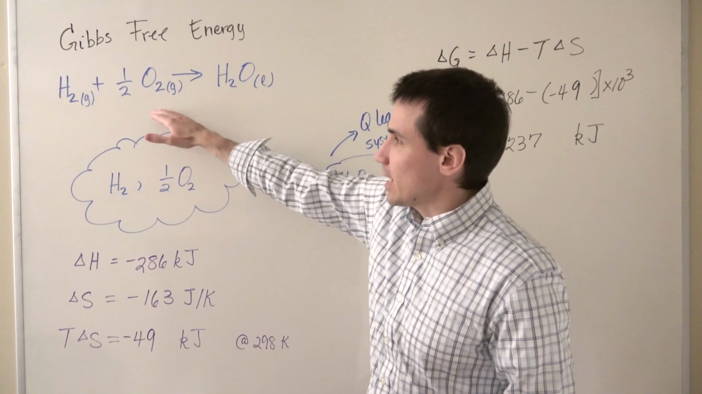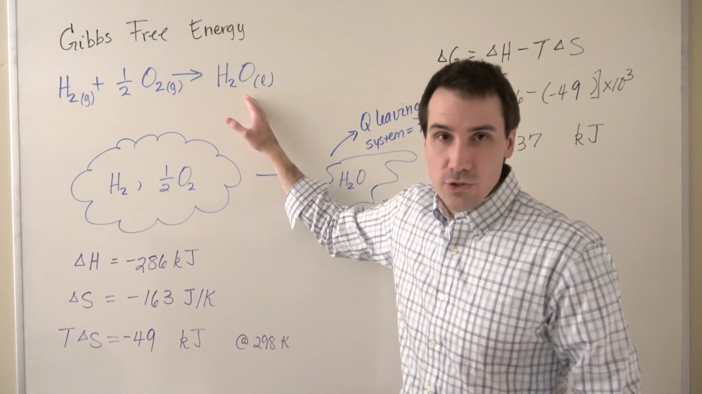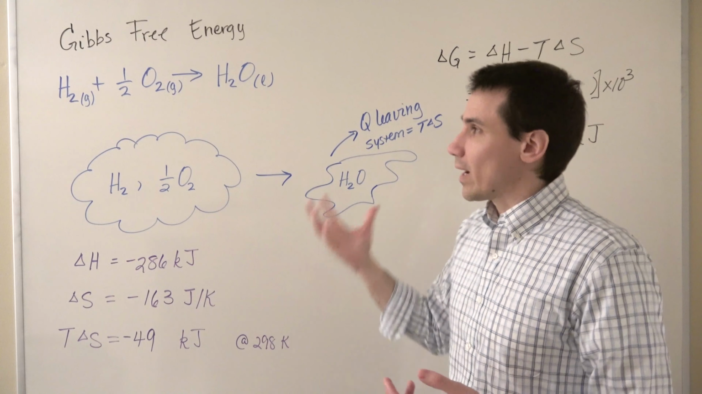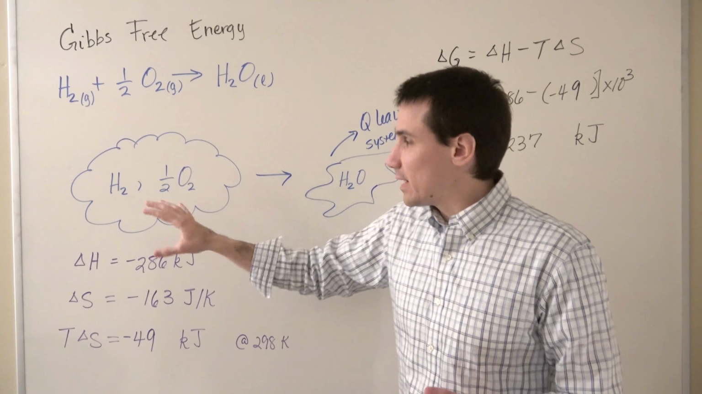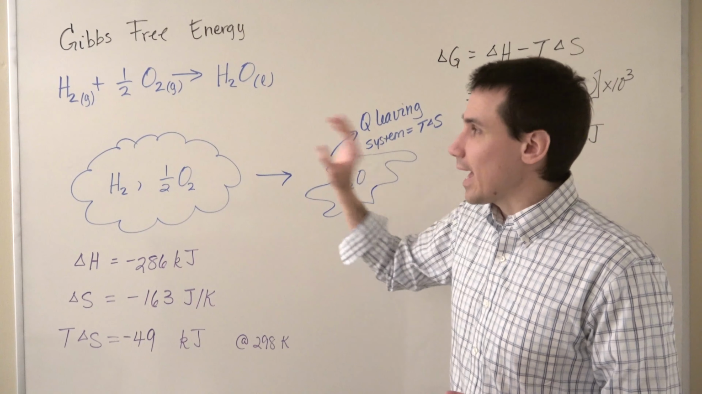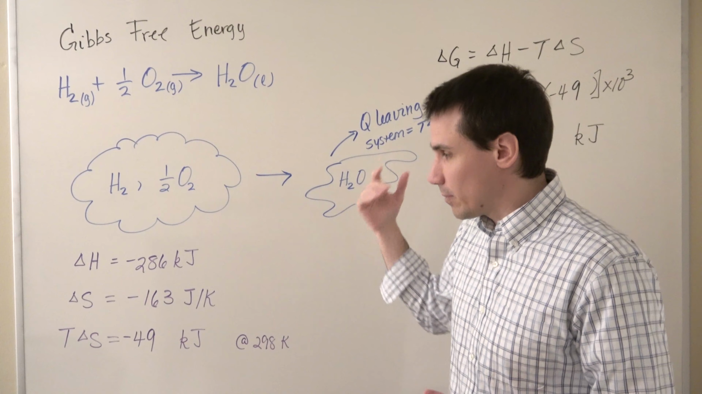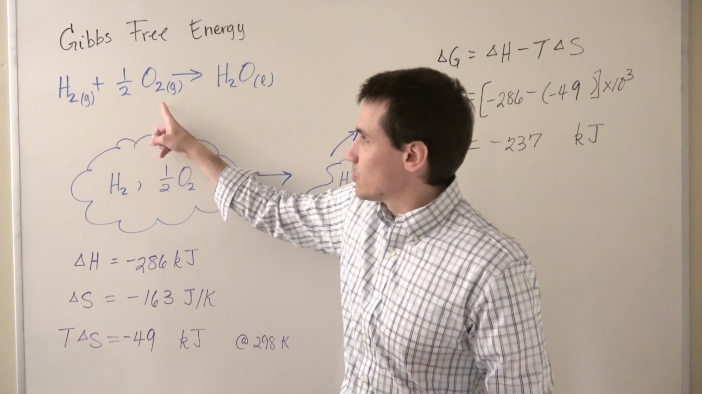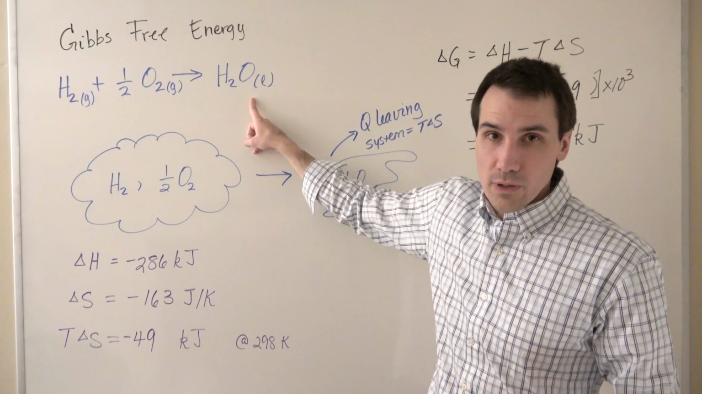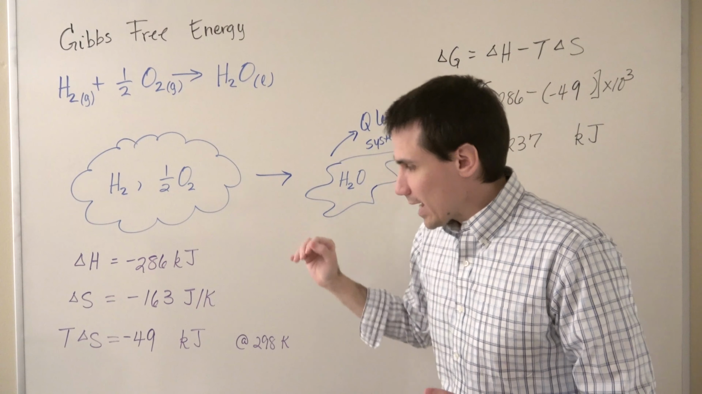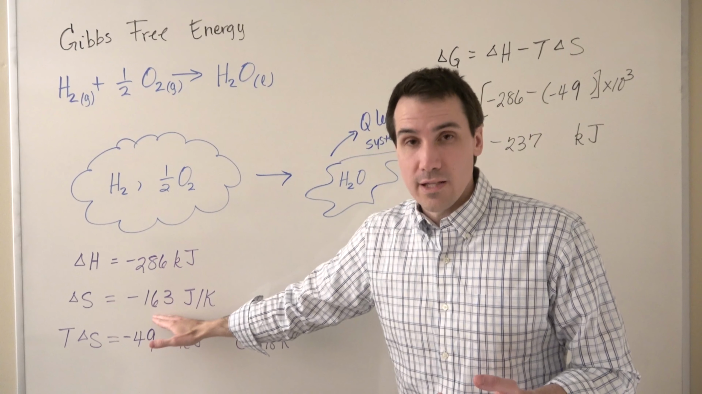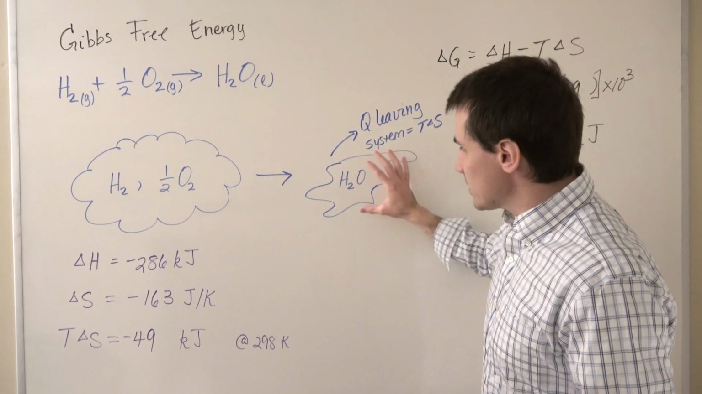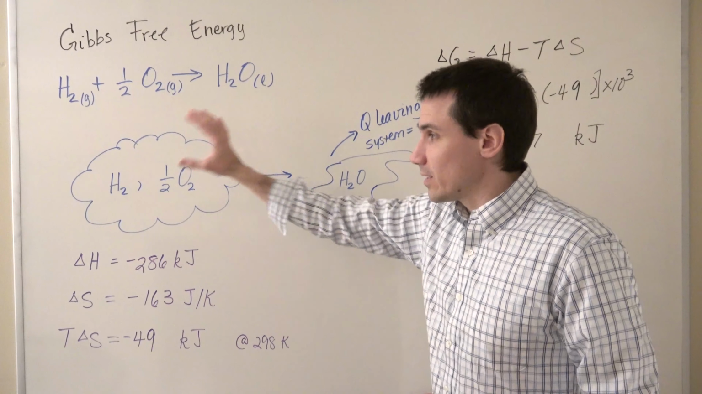But when this reaction happens, I have gases going to a liquid. Liquids have lower entropy than gases. So I am actually losing entropy in my system here as this reaction occurs. How much? Well, I just looked it up in the back of the book, and for 1 mole of hydrogen, 1/2 a mole of oxygen, and 1 mole of water, the reaction loses me 163 joules per Kelvin of entropy. So this H2O has less entropy than we started with.